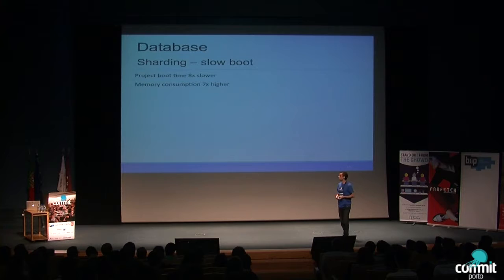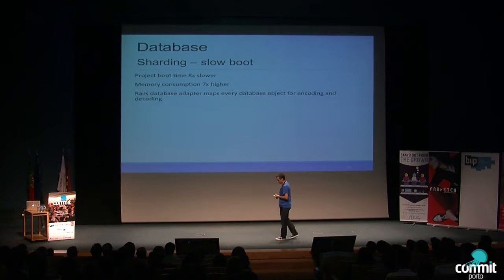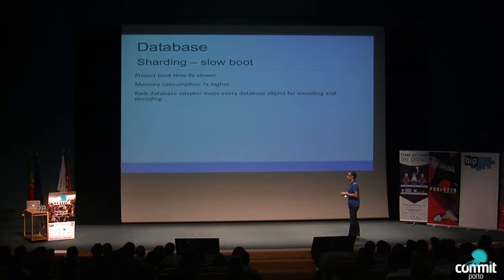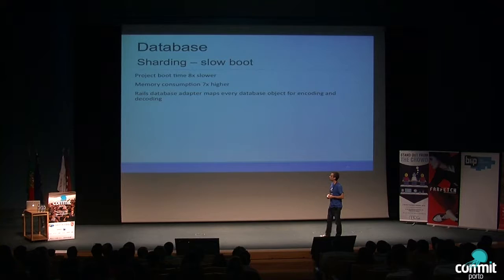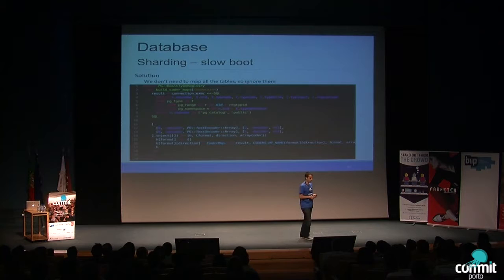And this is because Rails' database adapter has a habit of mapping every object it can find in the database, so it can work with Active Record. It can load and save the objects. This means that with 9,700 companies using this module and 160 tables per schema, we were talking about 1.5 million objects that Rails was loading into its memory. But we didn't use Active Record with this model. So why were we letting it load it?